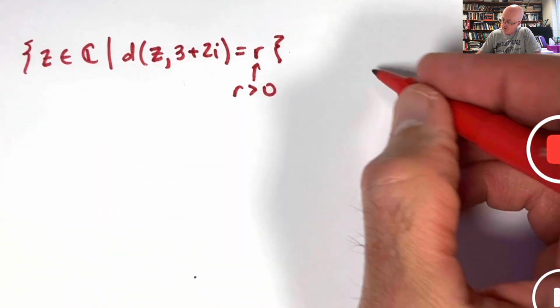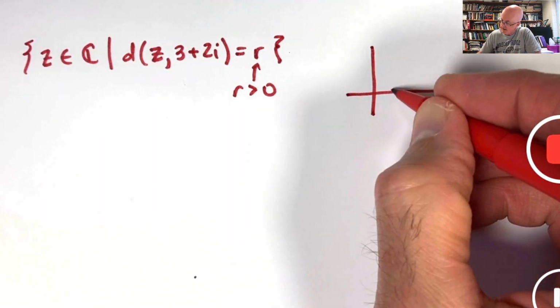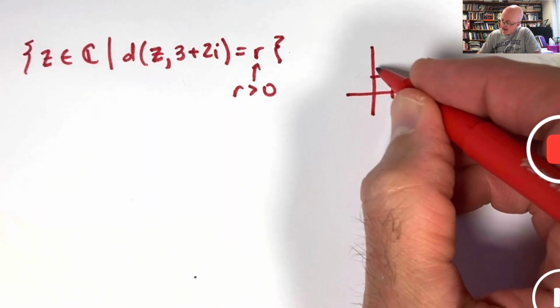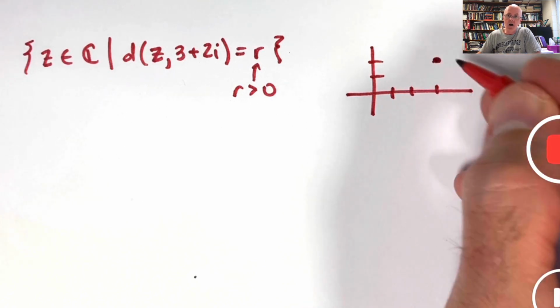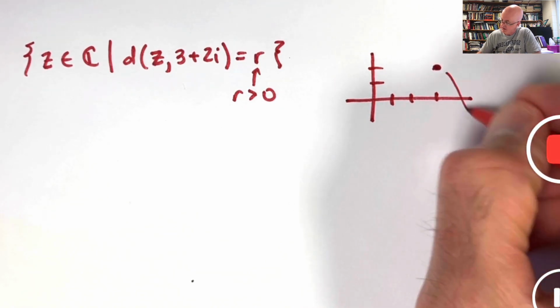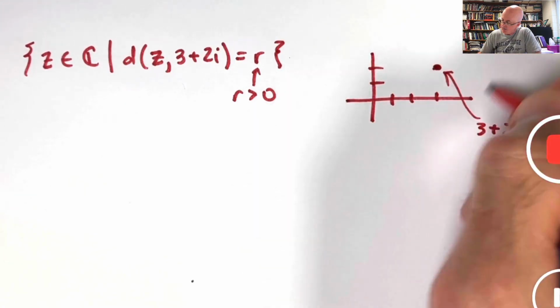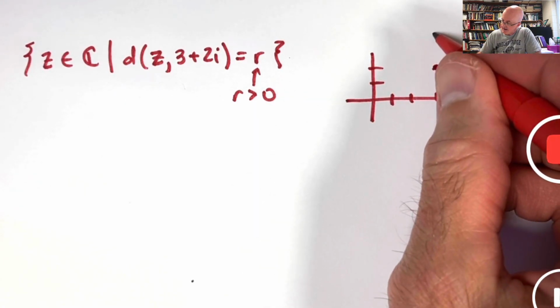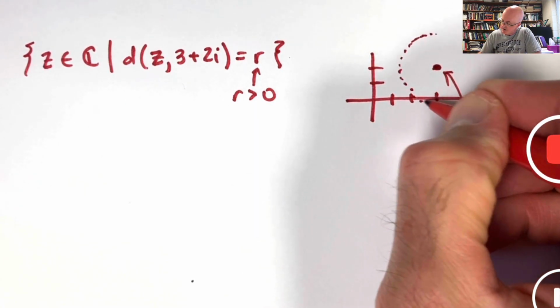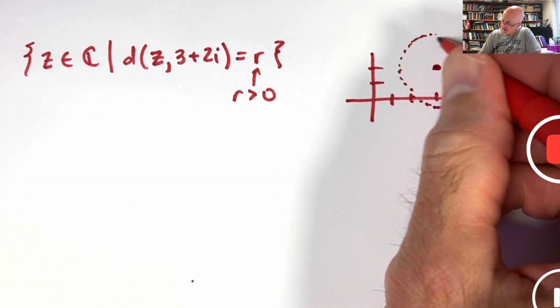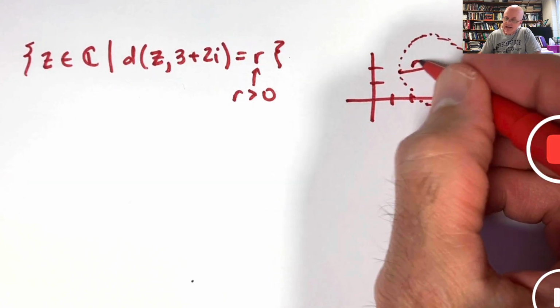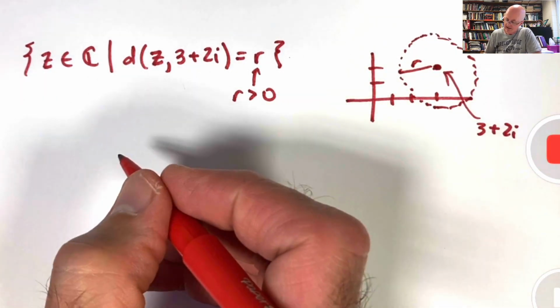We're talking about all points in the complex plane that have a constant distance of r to 3 plus 2i. There's 3 plus 2i right there. Got all the points in the complex plane that have a constant distance of r. Let's draw a circle. We pretend that circle has radius r. That is one way to describe the circle.